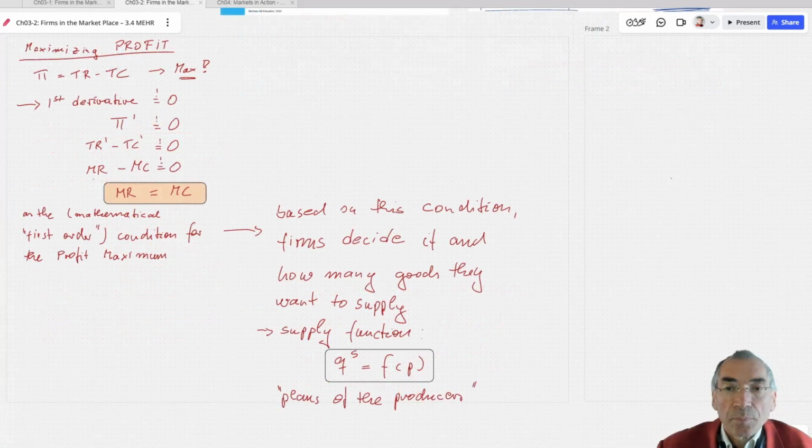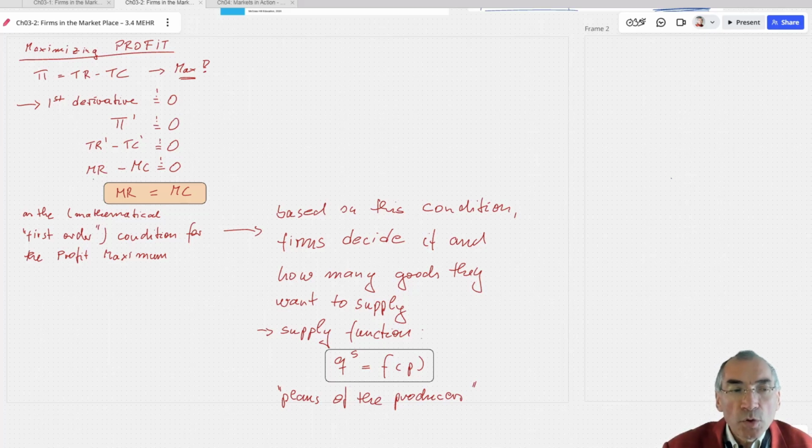This function reminds us of the demand function, as does the definition down there, the plans of the producers. You might recall in the last video, in the second video of chapter 2, we talked about this consumer surplus. And there we said that the demand curve is about the plans of the consumers, the willingness to pay of the consumers. And now here we have it sort of the other way around. We look at the plans of the producers. We could say the willingness to supply, the willingness to sell of producers.